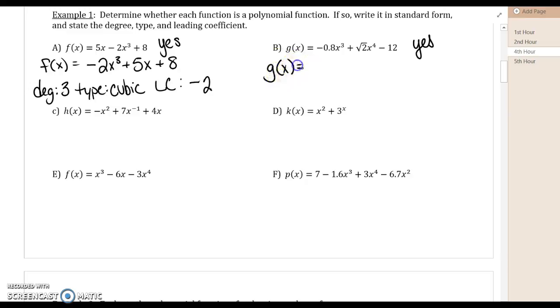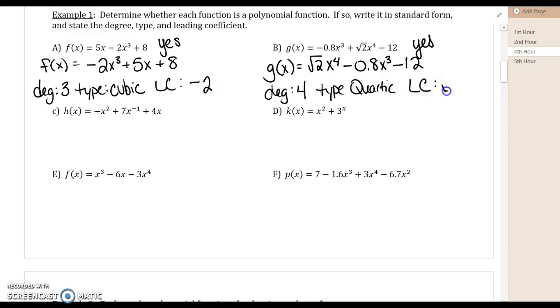Standard form, we would write the term that's to the fourth first. So square root of 2 times x to the fourth minus 0.8 x to the third minus 12. What is the degree? What is the type? And what is the leading coefficient? Notice I'm using LC for leading coefficient because I don't want to write out leading coefficient each time.